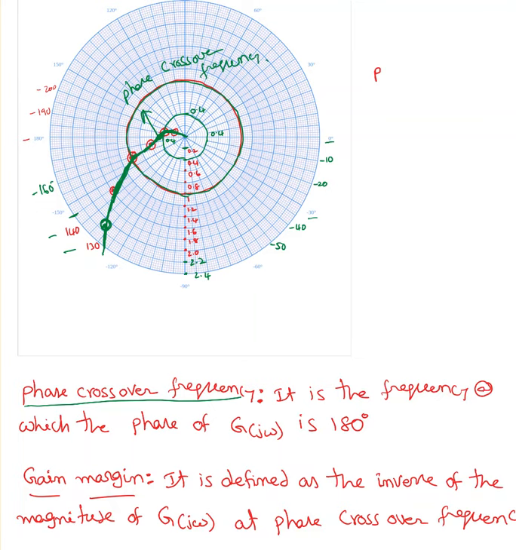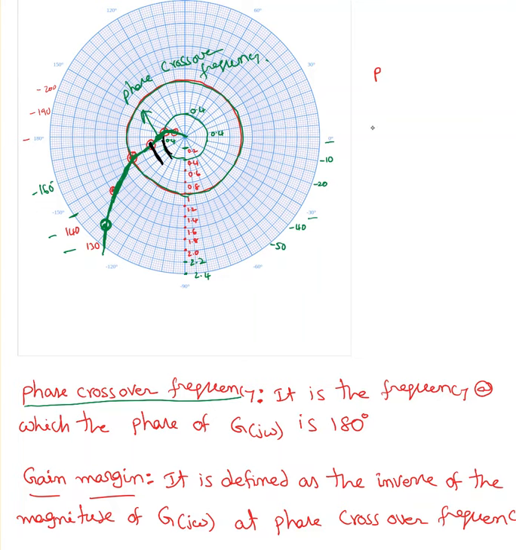Now the gain margin is nothing but, it is defined as the inverse of the magnitude of G(jω) at the phase crossover frequency. What is the magnitude at this point? So if you look at here at that point, let me use a different color. That is between this line and this line, isn't it? So between 0.6 and 0.4, I can say in the middle, like 0.5.